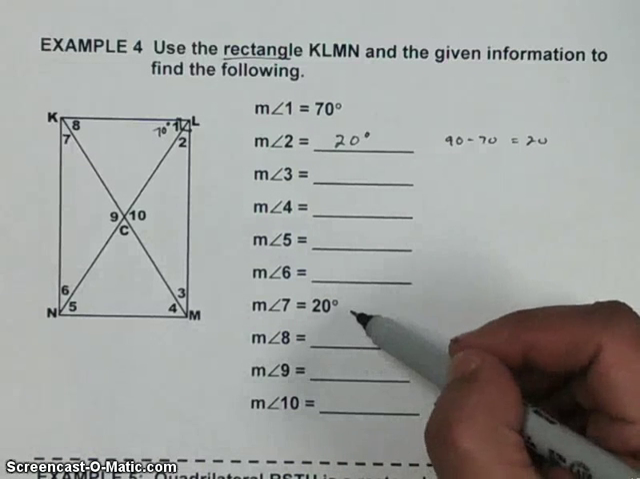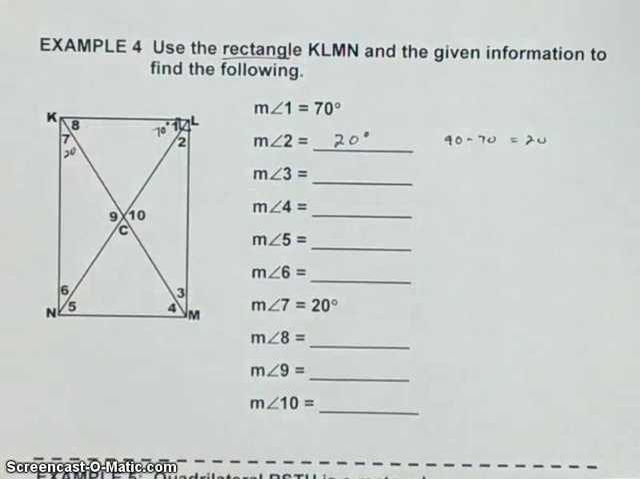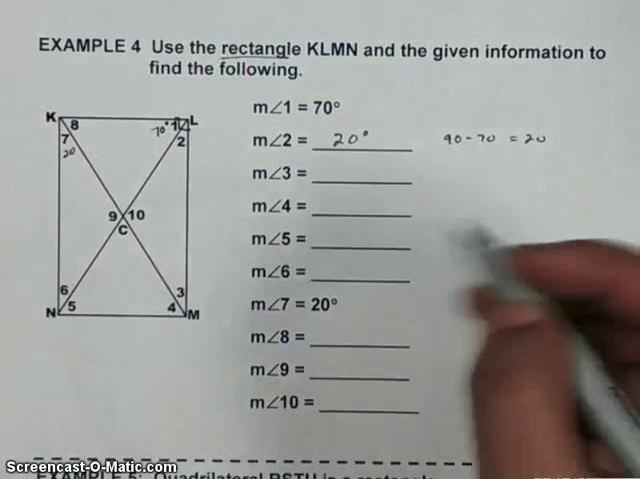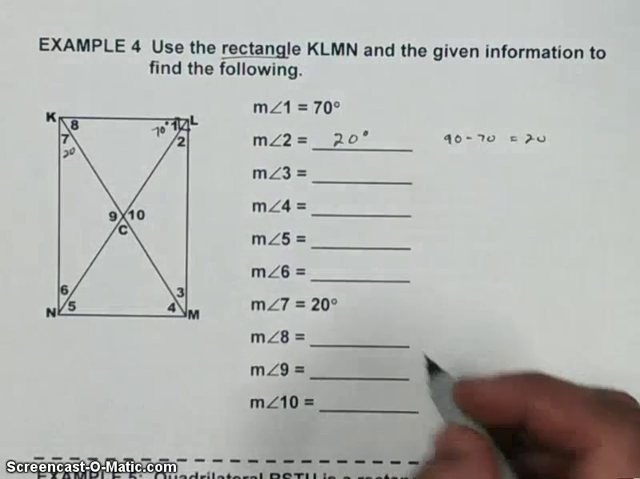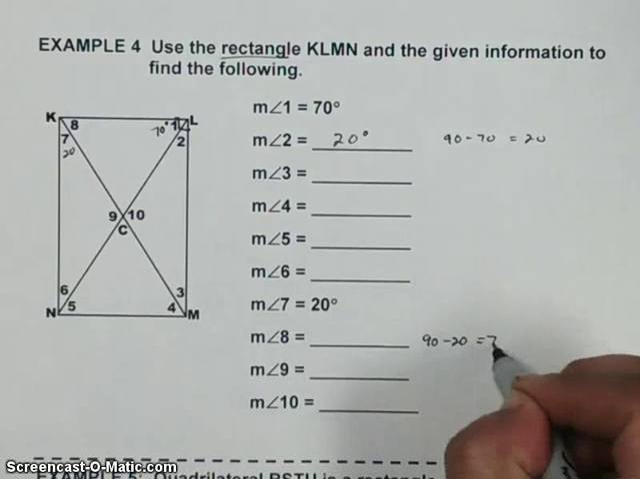Okay, other thing I know is that angle 7 is 20 degrees. So same idea here, I'm going to find angle 8. You don't have to go in order. I don't have to do 1, 2, 3, 4, 5, 6, 7, 8, 9, 10. I'm just going with the information that is given to me. So if this is 20, that means angle 8 is going to be 90 minus 20, which is 70.